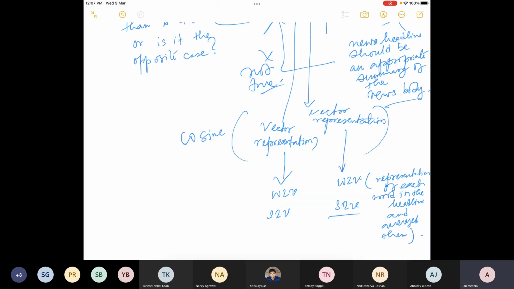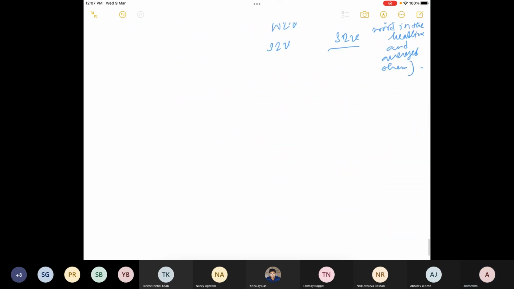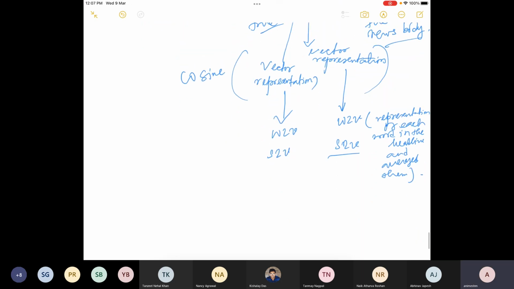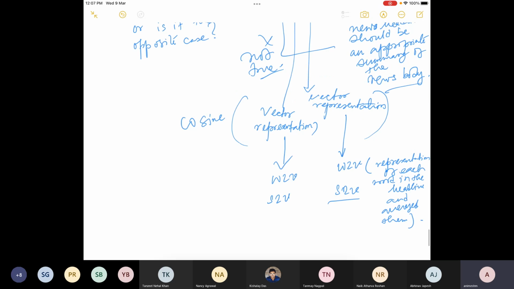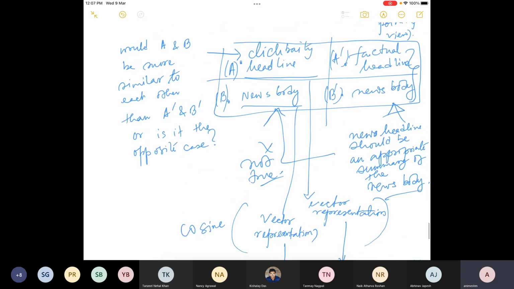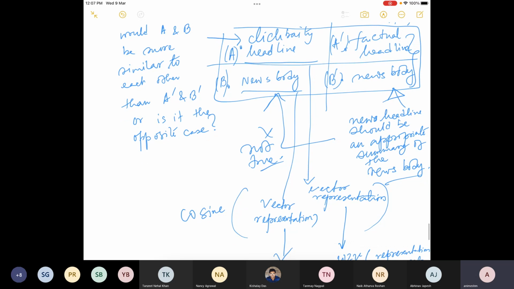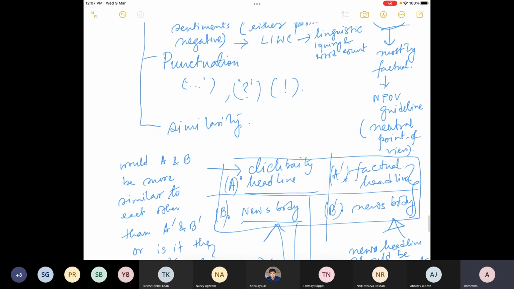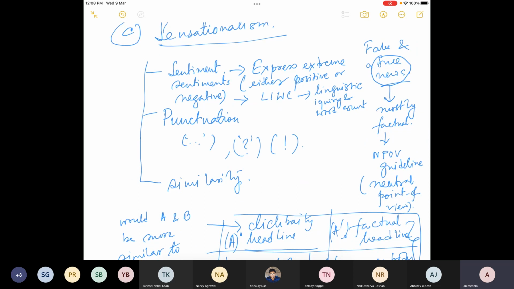So we were looking into the construction of the different features. We looked into the construction of the lexical features. We also looked into the construction of the syntactic features, and we were in the process of studying the construction of the semantic features. Now, in the semantic features, we say that we will have the headline and the content separately analyzed.